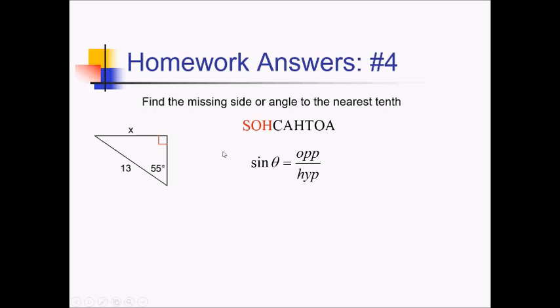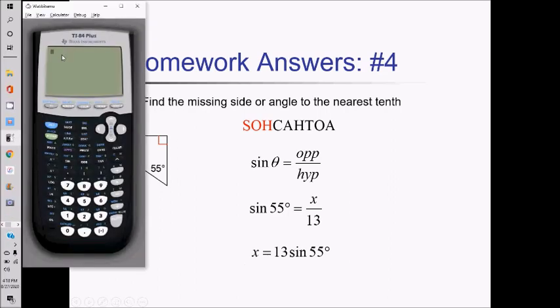So we can say sine of 55 degrees equals the opposite side of x, that's the side we're looking for, over the hypotenuse they gave us of 13. And then to get x, I just have to multiply by 13. So we have 13 sine of 55, and now it's time for the calculator. So here we go, 13 times the sine of 55, and I don't need to write the times symbol. It understands that that's what I'm doing, multiplying. Pressing enter, we get 10.6, and that's the nearest tenth.